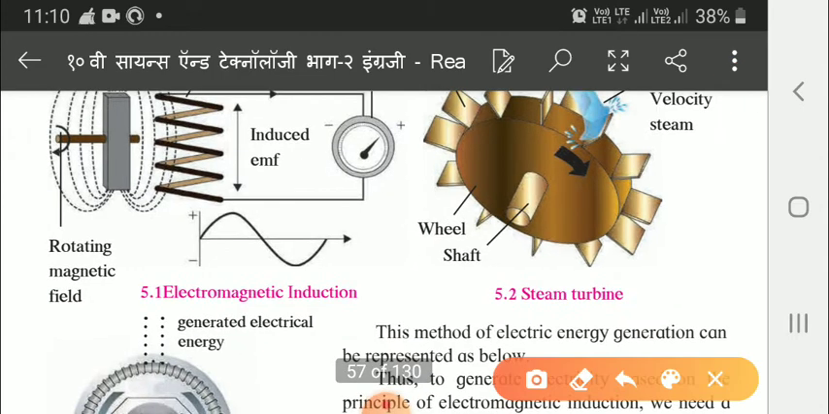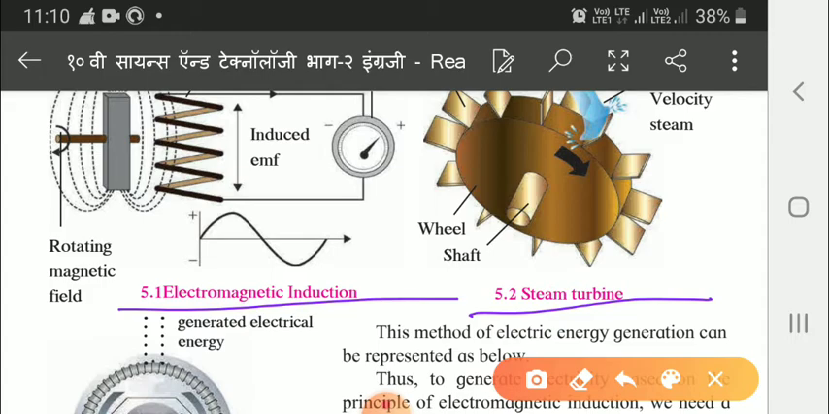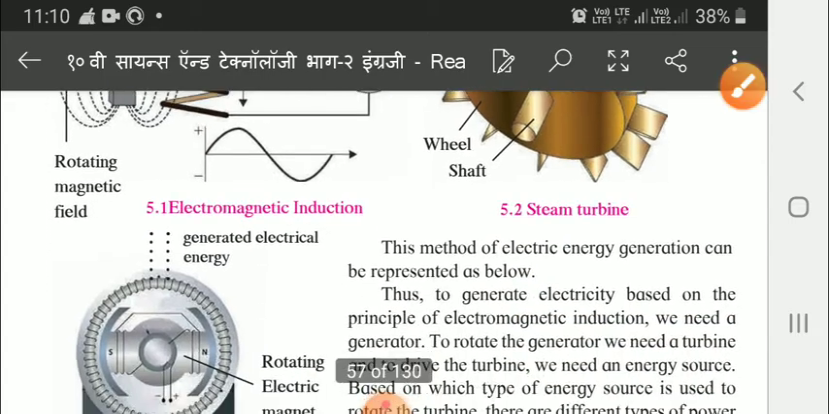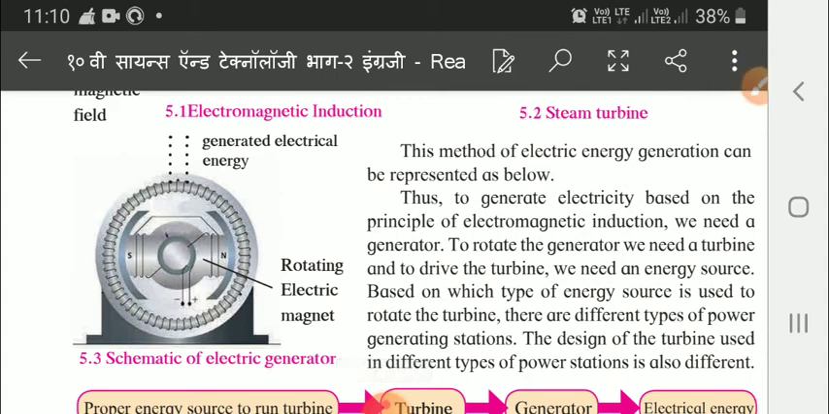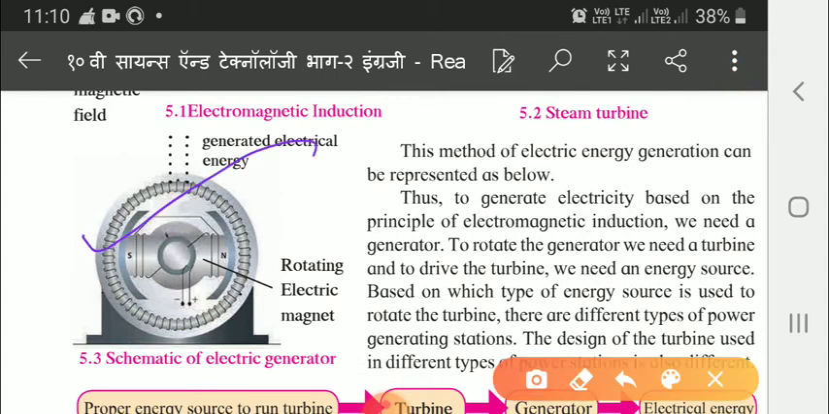So this is the steam turbine, and this is electromagnetic induction, which you have already studied in Science 1. Now this is a schematic of an electric generator. In this diagram, the generation of electrical energy is shown. Now this method of electric energy generation can be represented as a flow chart. To generate electricity, which is based on the principle of electromagnetic induction, we need a generator. This point you have to underline.